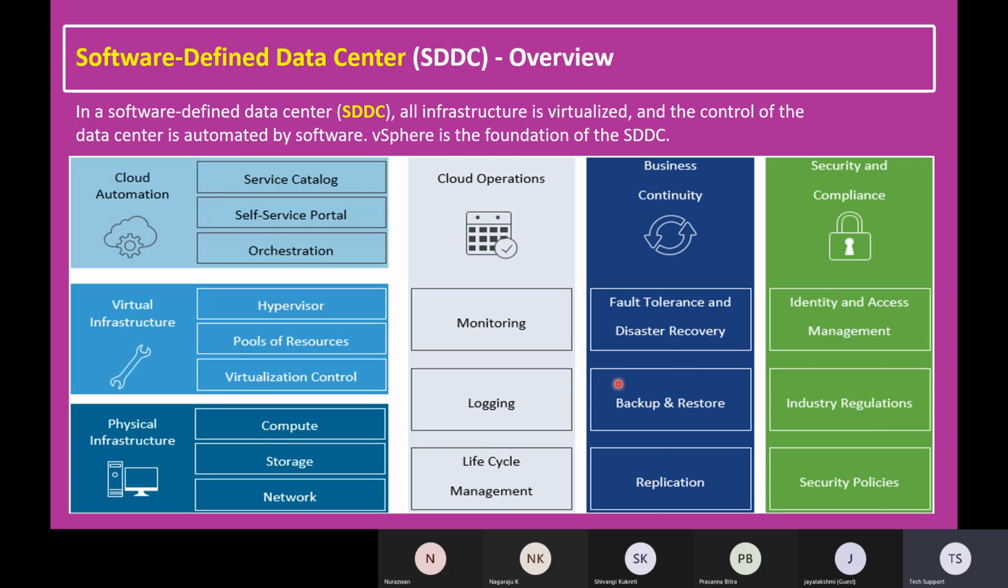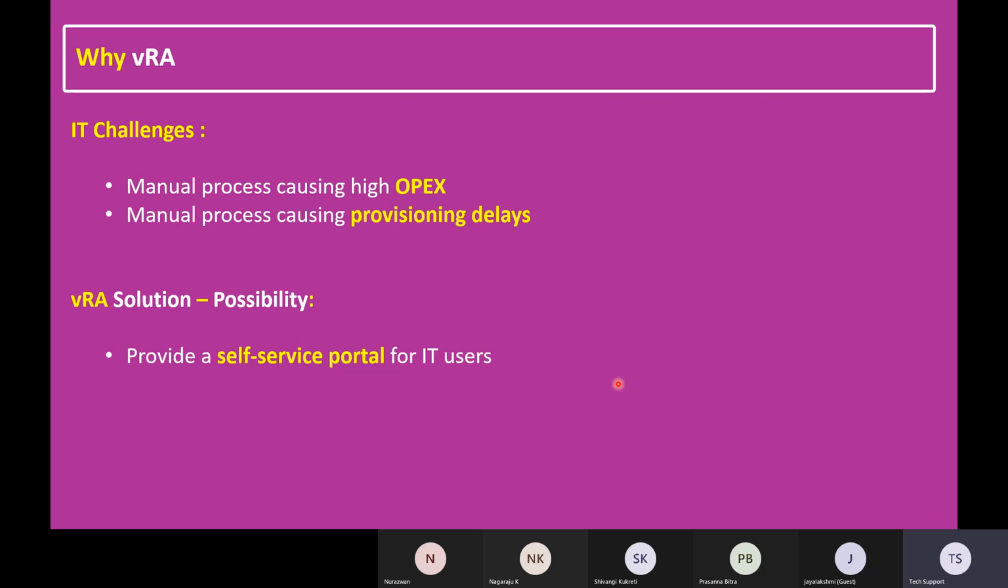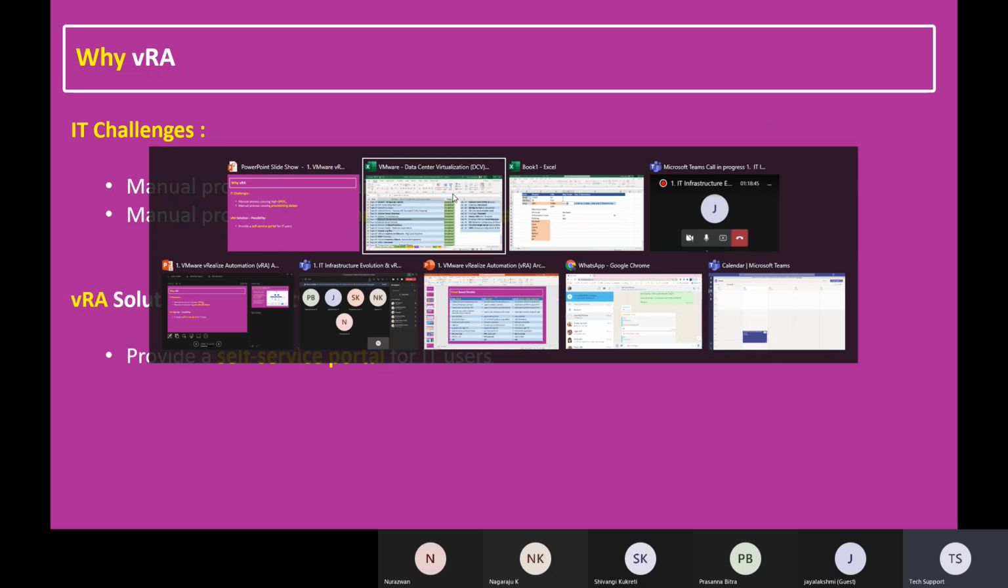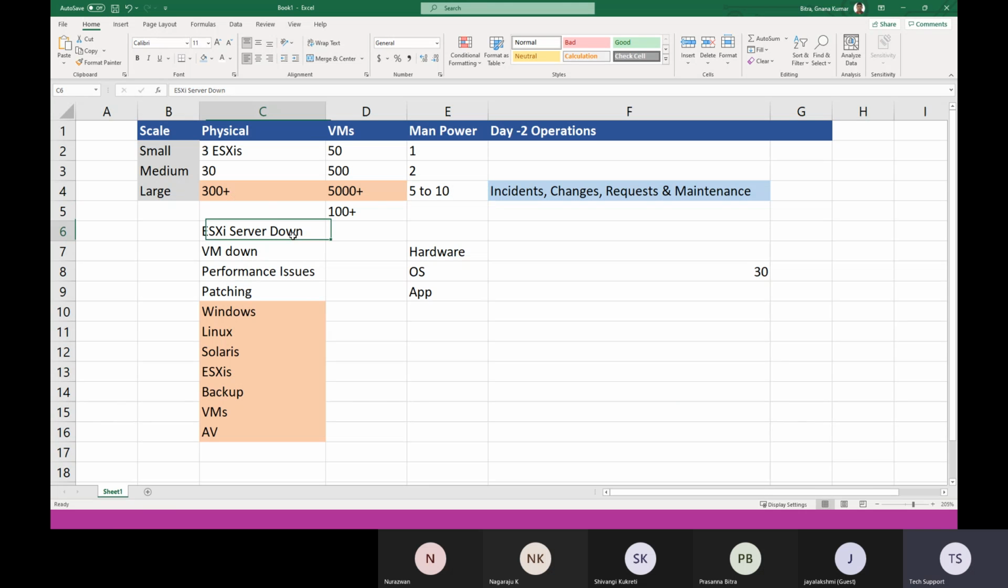So now I'm going to explain why we need vRealize Automation. I'm not going to give you the complete detailed information. I'm trying to give you the high-level importance of why we need vRealize Automation. See, in vRealize Automation, there are infrastructure IT challenges. Those challenges include manual processes causing high OPEX. OPEX means operational expenditure. Earlier in our Excel sheet, we discussed some of the operational expenditure.